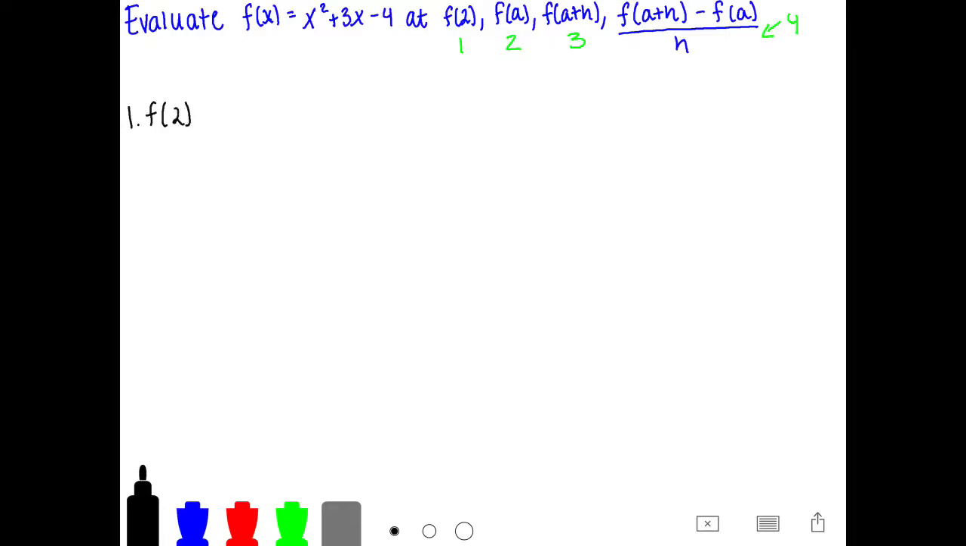All right, so the first one, f of 2. 2 is your given x value, so we're going to plug in 2 to where we see x. So you have 2 squared plus 3 times 2 minus 4. And then solving it, you get 4 plus 6 minus 4. And now your final answer would be f of 2 equals 6.